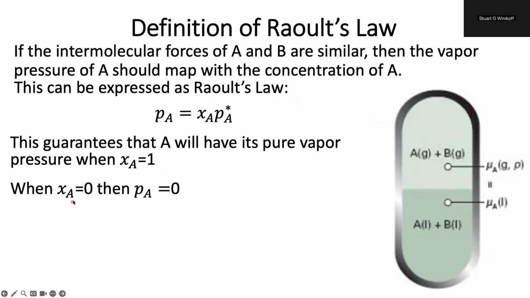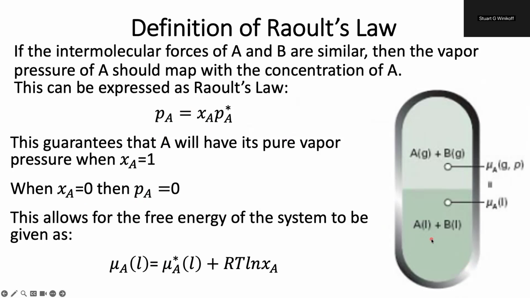If there's no A, then the vapor pressure is 0, which makes sense. There's nothing to evaporate. And it should be a nice linear correlation. And this actually holds fairly well as long as these intermolecular forces are fairly similar. When we do this, we end up being able to literally take our equation in terms of the chemical potential of the liquid mixture as the pure liquid plus this correction term in terms of the concentration of A.